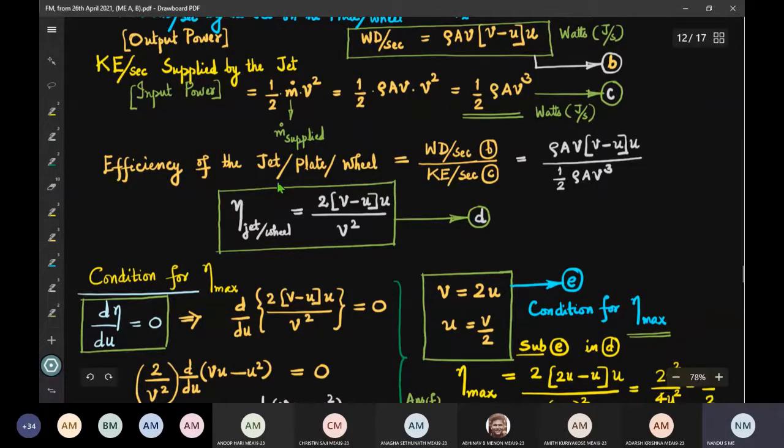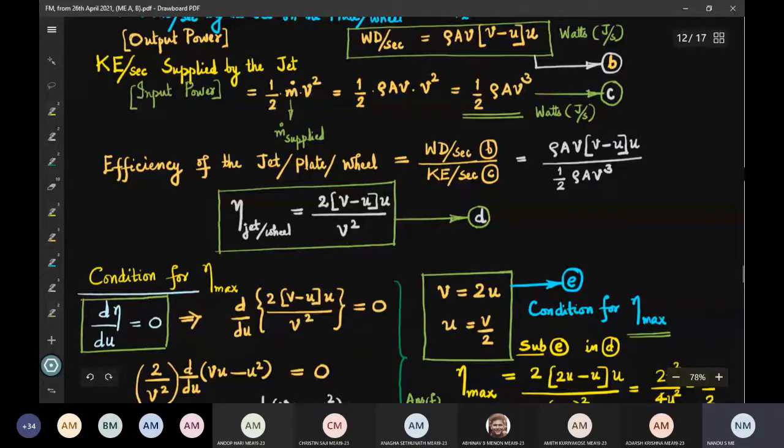So the efficiency of the jet, or plate, or wheel, that is the hydraulic efficiency, is equal to the ratio of work done per second to the kinetic energy per second imparted by the jet. Work done per second we found out, that is rho A V into (V minus U) into U. Kinetic energy per second is given by expression C, half rho A V cube.